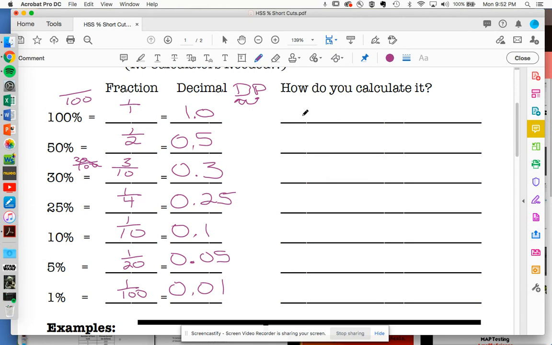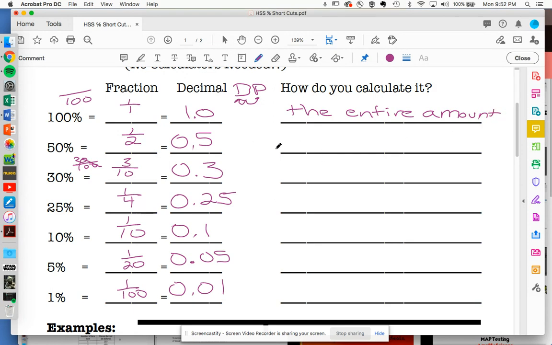But we need to figure out, how do I find 100% of something? Well, that's pretty simple. And you can say it a bunch of different ways. But basically, it is the entire amount. Okay, so that's pretty simple enough. When I ask for 100% of something, that means you give me all of it, the entire amount.